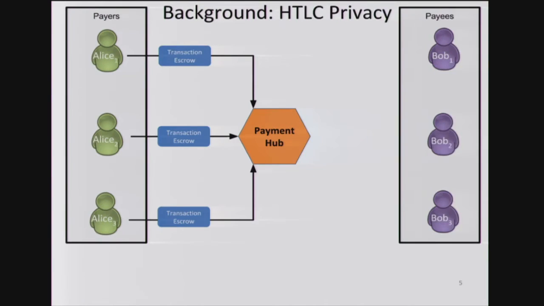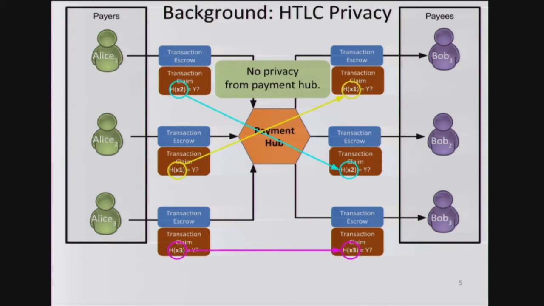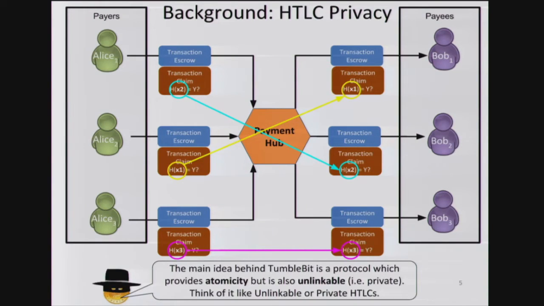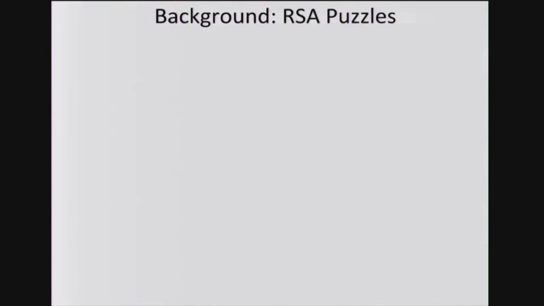The problem, though, is that if you have a bunch of people using this, the payment hub can link the hash locks that are used. It can see that Alice 1 is paying Bob 2 because they both are using the same hash input preimage. So it provides no privacy from the payment hub. So the main idea behind TumbleBit is to provide this atomicity, but in a way that's unlinkable. The payment hub can't see which transactions are atomic, but they'll still be atomic. You can kind of think of it like unlinkable or private HTLCs.